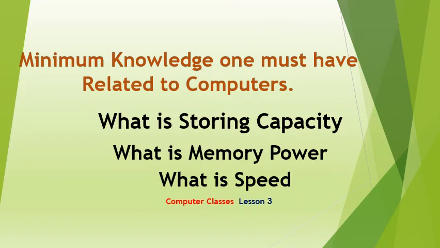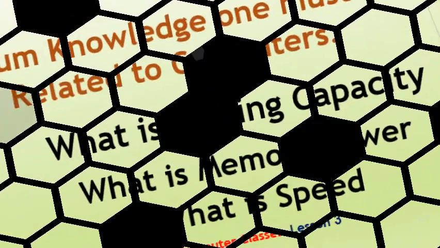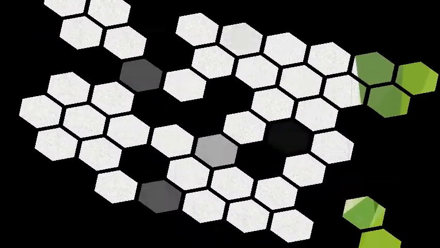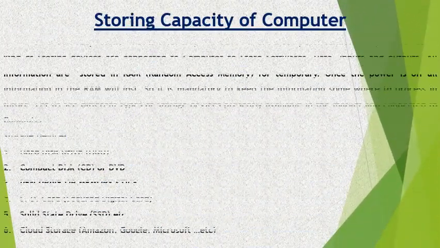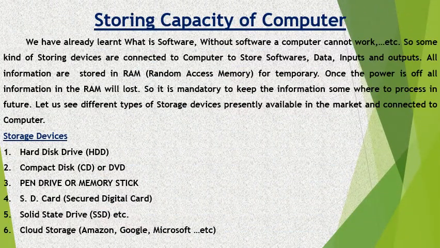In this class, we are going to learn the minimum knowledge one must have related to computers. That is, what is meant by storing capacity, what is memory power, and what is speed. Let us start with storing capacity of a computer.